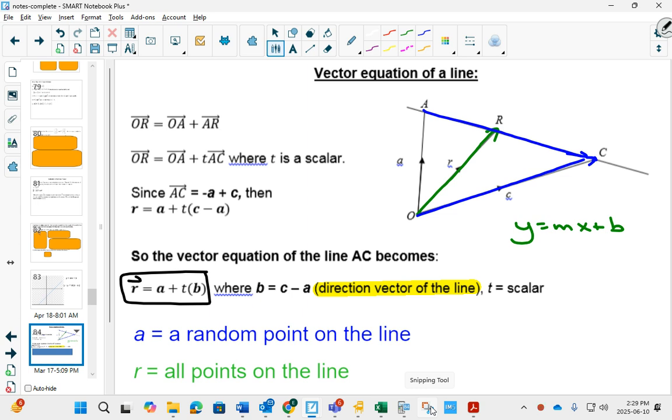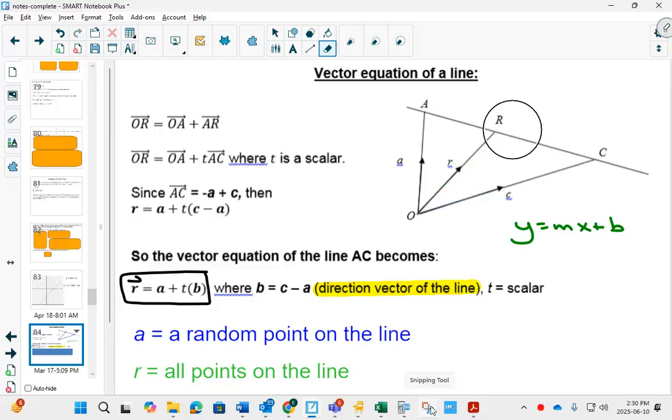Any point or any position vector R can be found by having any vector to start with on the line, vector A, plus t, where t is some scalar, some number, multiplied by the direction vector.